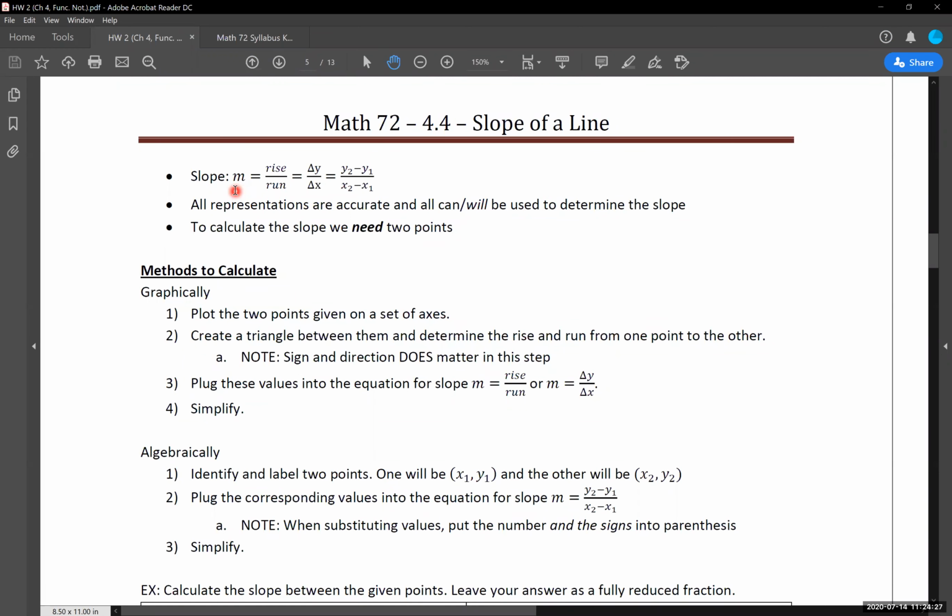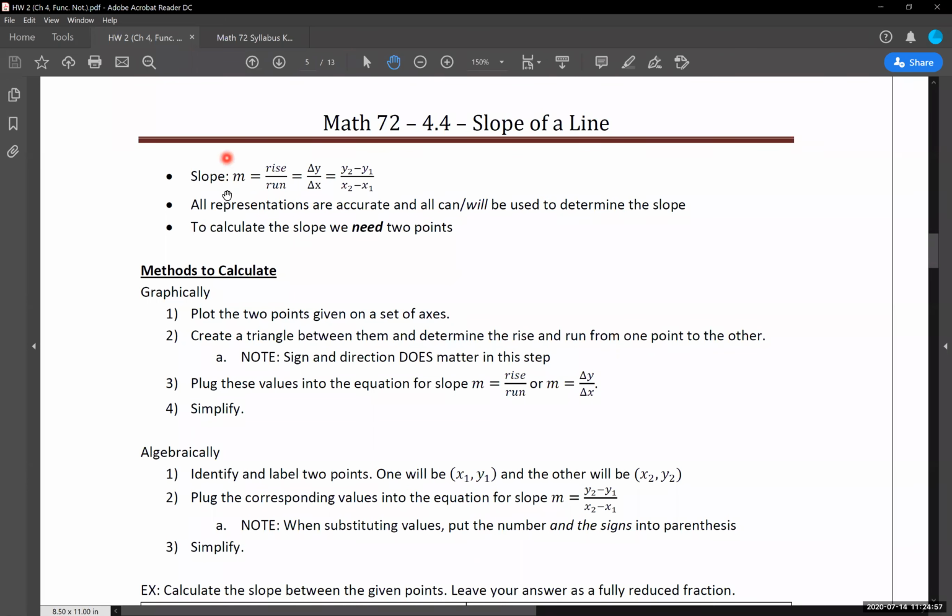And our general equations, to more specific ones, is the rise of a line over the run of a line. We also refer to it as the change in y over the change in x. And more explicitly, y2 minus y1 over x2 minus x1. And we're going to get into using this form quite a bit today. All three of these forms of the slope of a line have their uses.